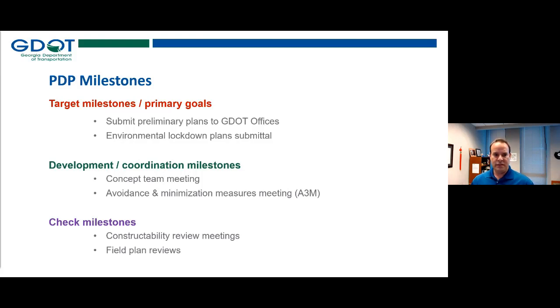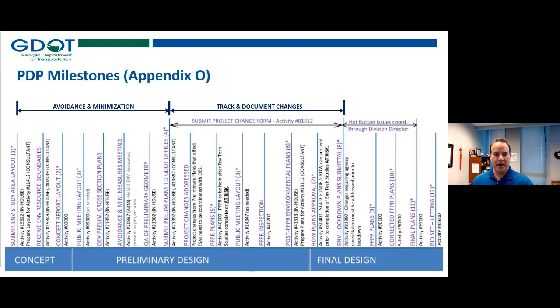So the next slide is a graphical representation of what we're looking at right now. This is what I mentioned before about the PDP Appendix O. What you're seeing left to right on your screen is a project moving through the pre-construction process through concept, preliminary, and final, and major milestones that occur that are critical to design, environmental, and delivery in general.